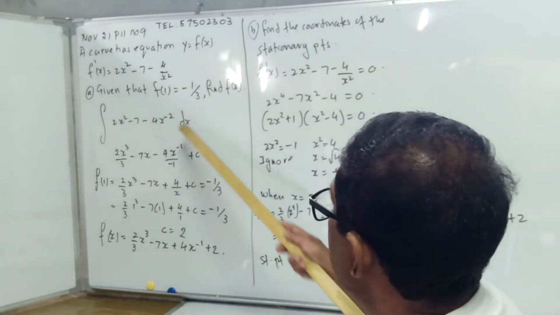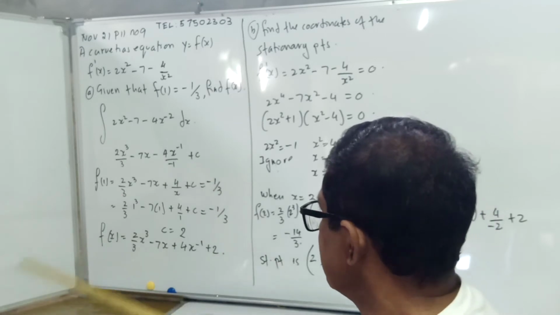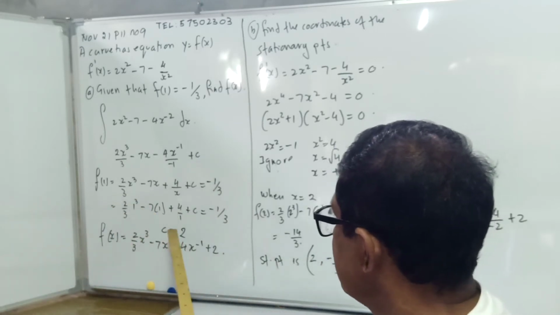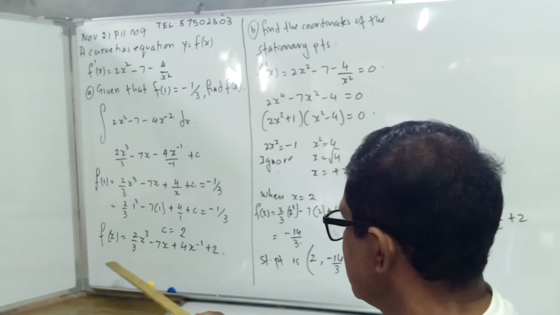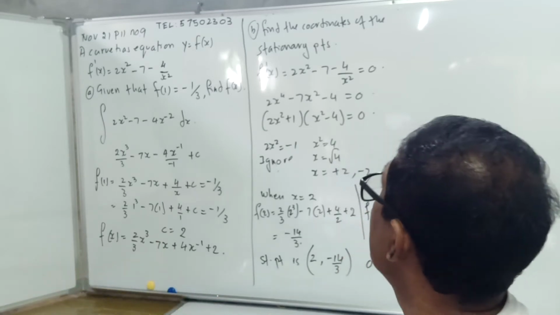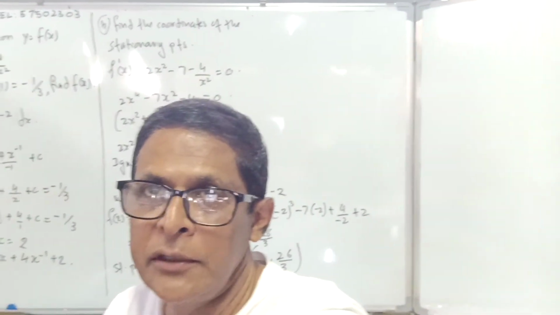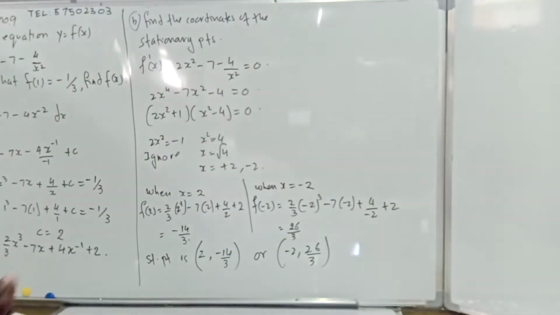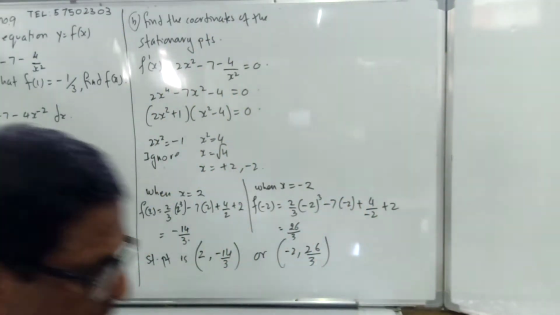Now, you put 1 in this equation to get the constant. It is like that, you get the constant, which is 2. So fx is this. You have fx. Now, what is the question here? You have to find the coordinate of the stationary point.